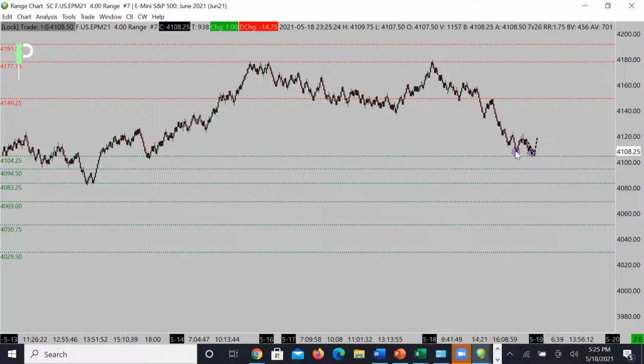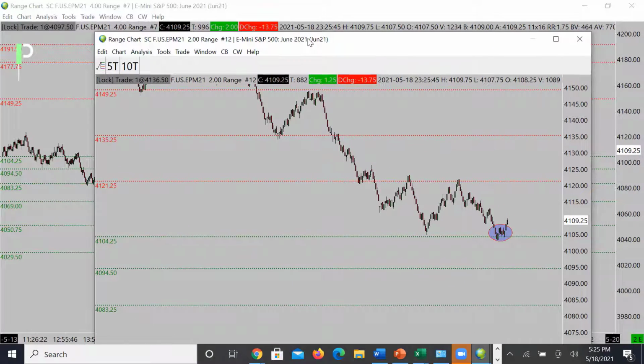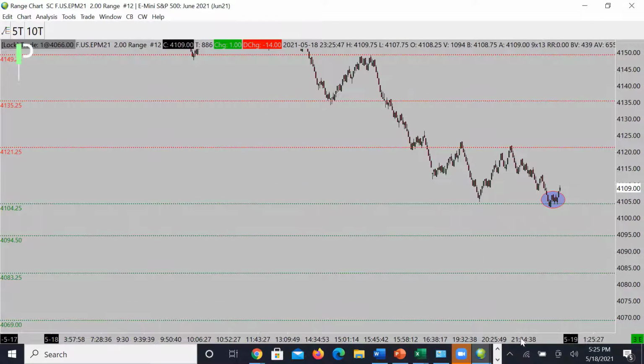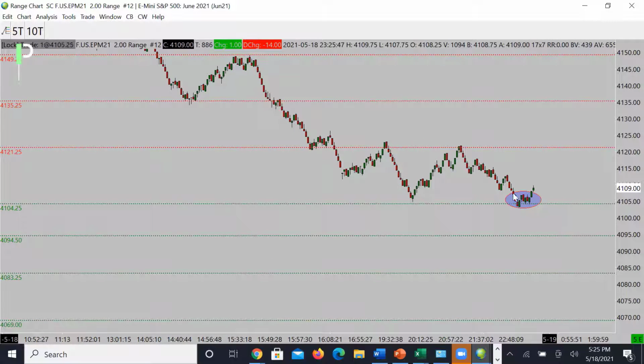First area of interest right now is this bounce of support that's coming in right around these 4105.25s. If not, look for the downside of either 94.50 or 83.25, and below that 69, 59, 50.75 or 29.50. Let's go ahead and take a look at a smaller chart here on S&P so you guys can see. Again, we got it highlighted right here. Very nice opportunity of trade 1, 2. Potential move back to the upside 4104.25.